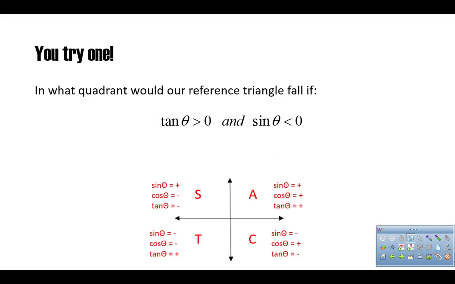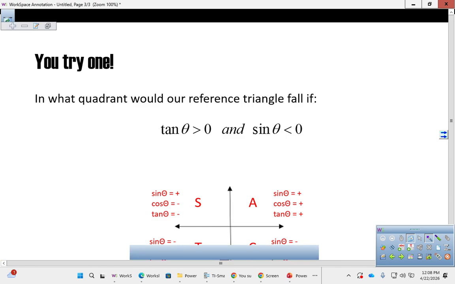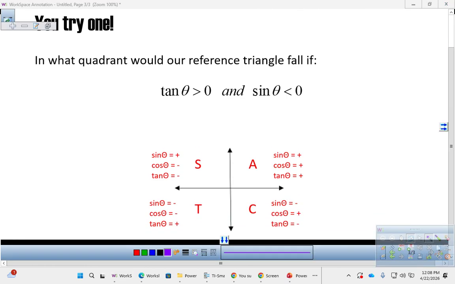In what quadrant would our reference triangle fall if tangent theta is greater than 0 and sine of theta is less than 0? Well, tangent theta being greater than 0 means that tangent theta is positive, and sine of theta being less than 0 means that sine is negative. So let's figure out what we've got.